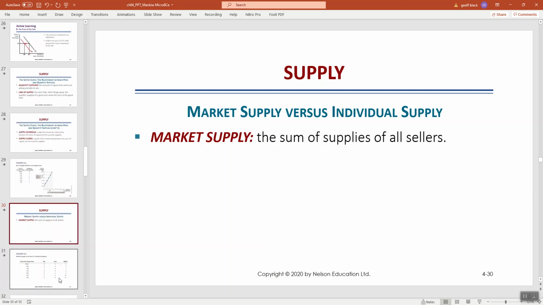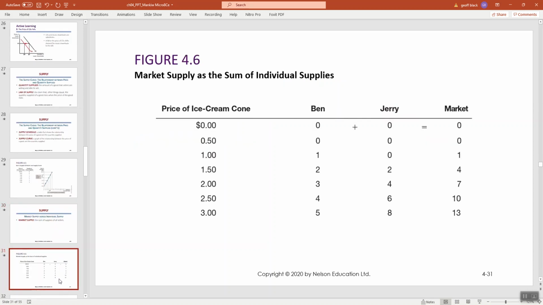So let's just add one more, right? Just so that you get the concept. So the same idea. Now we have Jerry, and Jerry has a supply schedule for ice cream cones. Jerry's the same. At 0, obviously he's going to produce 0 or supply 0. At 50 cents, still not enough for Jerry. He's not going to supply any ice cream at 50 cents. In fact, even at $1, Jerry is not willing to supply any ice cream. But Ben is. So there's still a market supply of 1 if the price is $1.